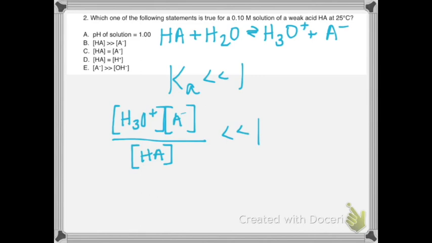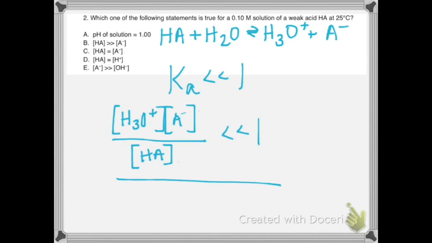Okay, B says that the concentration of HA is going to be a lot more than the A minus. So if this expression we have is true, which we know it is because it's a weak acid, to make it less than 1, we would have to have a lot of HA. More HA present in solution than the hydronium or the A minus. Okay.